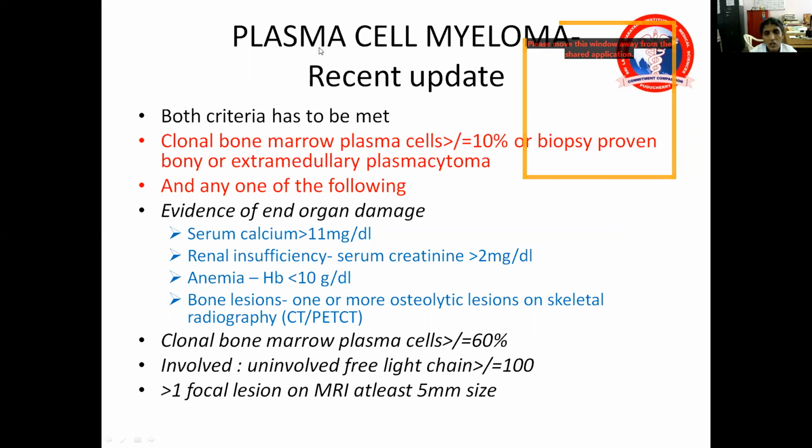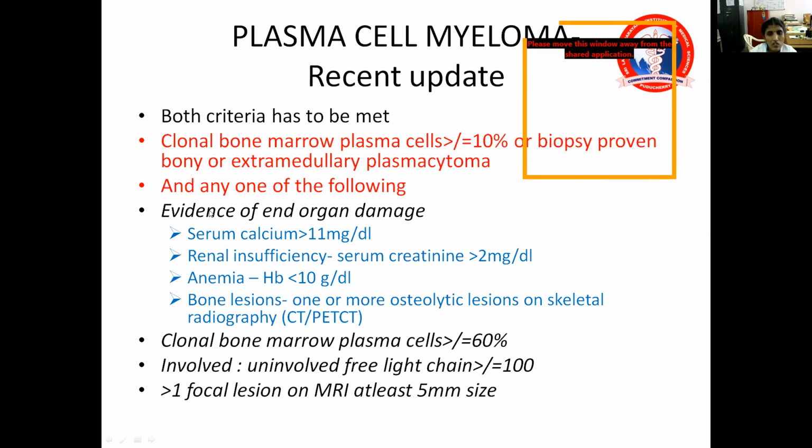So this is the plasma cell myeloma recent update for diagnosis. It has to meet both criteria. One criterion is clonal bone marrow plasma cells more than or equal to 10%. We discussed just now, there is overproduction of plasma cells in the bone marrow. So you have to look at the bone marrow. There should be an increase in number of plasma cells, more than or equal to 10%. And it is not just the number of plasma cells, it should be clonal plasma cells. So monoclonality should be demonstrated, or a biopsy-proven bony or extramedullary plasmacytoma, also called a solitary myeloma. So if there is an extramedullary plasmacytoma or clonal bone marrow plasma cells more than or equal to 10%, in addition to that, there should be another criterion, that is any one of the following.